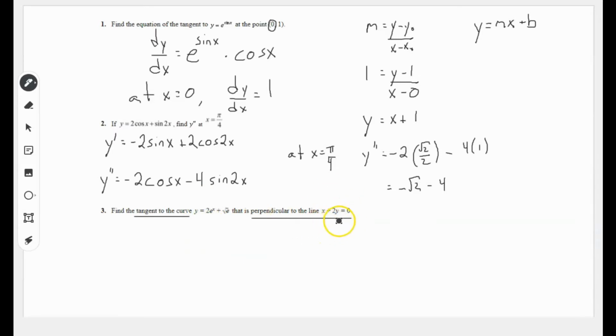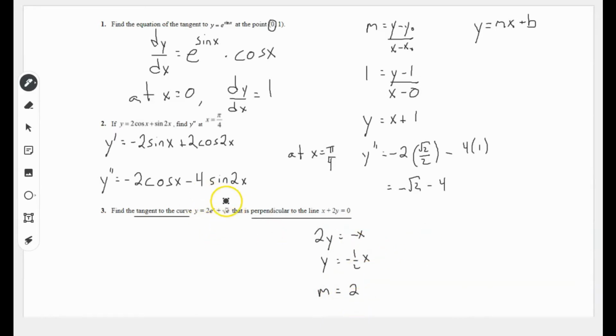So if it's perpendicular to this line, we can figure out what the slope is. So let's rearrange this to slope intercept form. So we'll get 2y equals negative x, or just y equals negative 1/2 x. So the slope of this line is negative 1/2. But the slope of the tangent we're interested in is perpendicular to this. So we're going to take the negative reciprocal. And the negative reciprocal of minus 1/2 becomes positive 2.